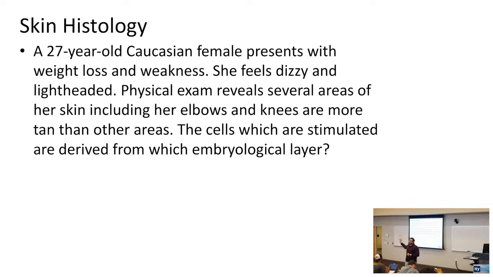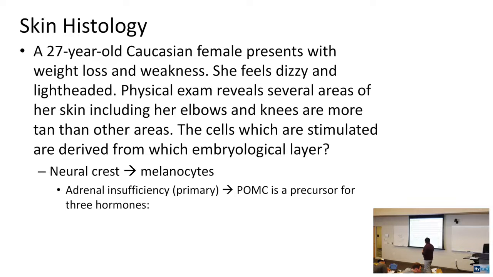Guys, what's the diagnosis here? This is going to be Addison's disease, primary adrenal insufficiency. She has tanning because the cells are going to be derived from neural crest. The cells that are stimulated via MSH are going to be melanocytes, and those are neural crest derived. Do you guys see how I am playing on these different concepts we've talked about? So adrenal insufficiency, remember it's due to POMC, the precursors of POMC: ACTH, MSH, and beta endorphins.